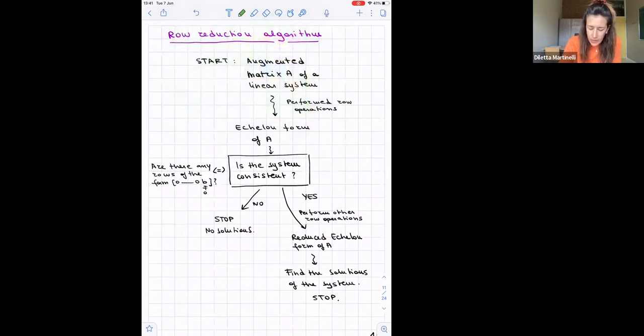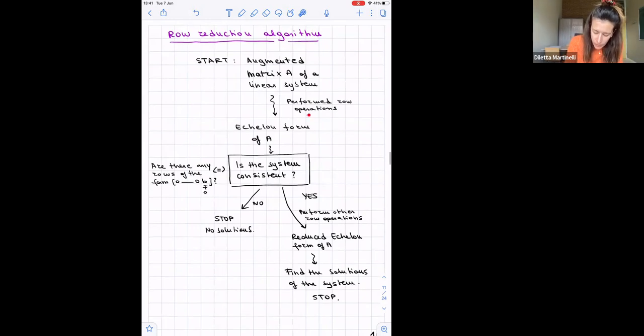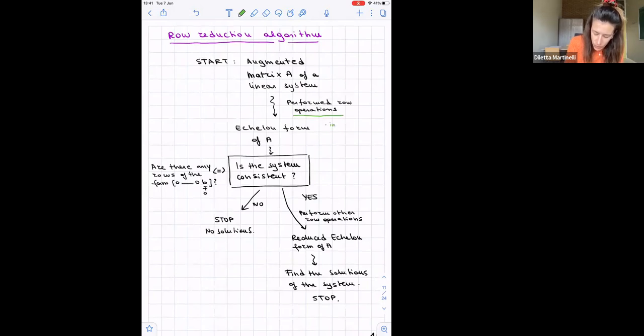So we start, and the input of our algorithm is a matrix that is the augmented matrix of a linear system. So the matrix of coefficients, and we add one column for the known terms, the vector B. And when we perform row operations, what does it mean, these row operations? What are we allowed to do? These are called elementary row operations, and it means that we are allowed to interchange rows, multiply by a scalar, and add two rows together.